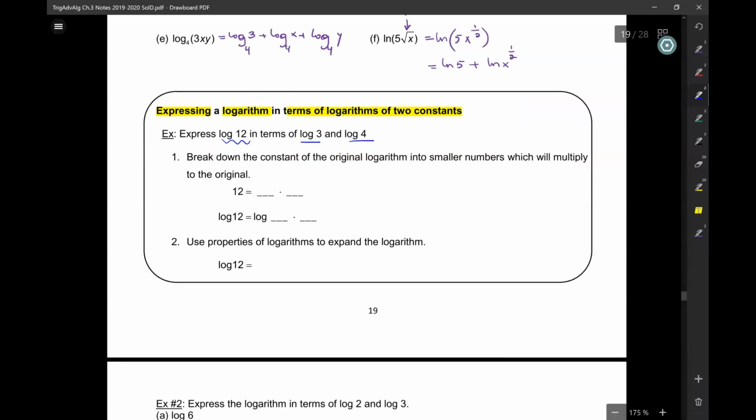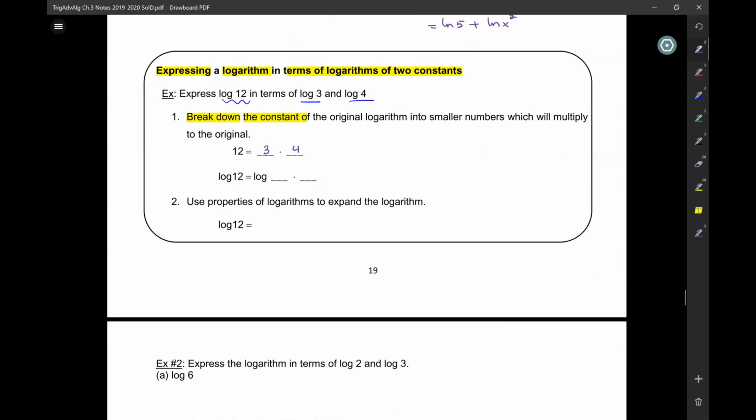So what you do first is break down the constant into smaller numbers which multiply to the original. So, how is 12 related to 3 and 4? Well, it's just 3 times 4, right? You can do 2 times 6 as well, obviously, but it's asking you log 3 and log 4, so you have to do 3 and 4. Next, so log 12 is log 3 times 4, right?